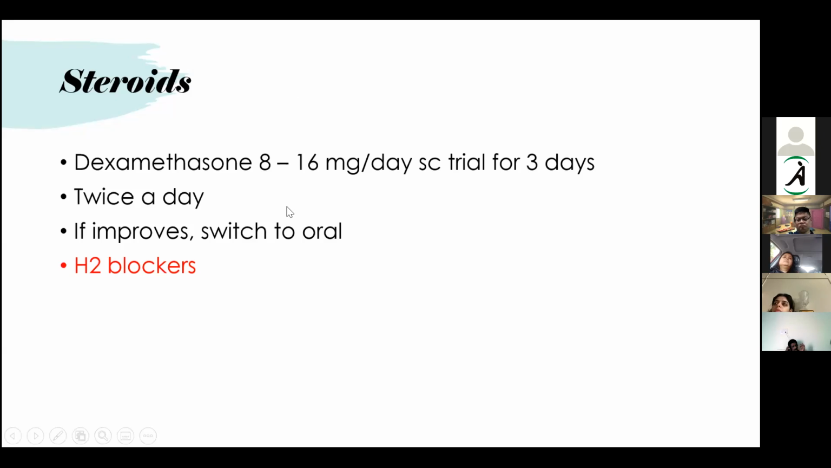And one more thing, especially important with steroids, whenever you are prescribing oral steroids or steroids in general, always give some gastro protection because steroids have a tendency to damage the gastric membrane and produce gastric ulcer, which is especially important in this case because we are resting the gut, we are not giving anything to the patient, so there may be some increased secretions also.